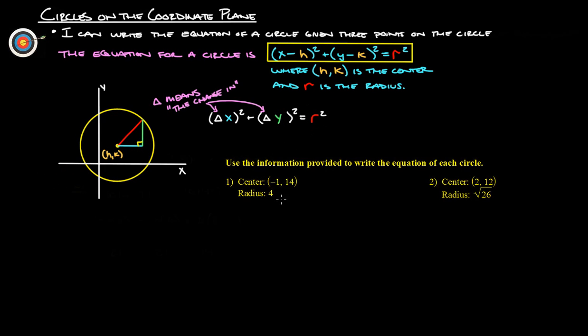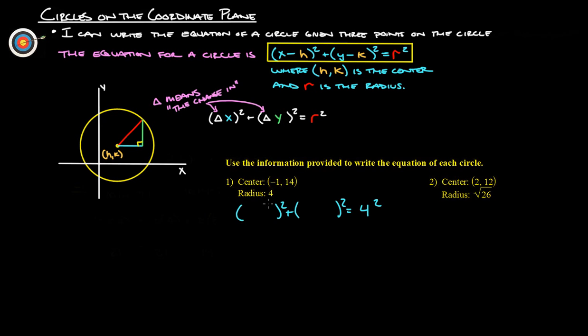Let's put that into a little bit of practice here. The center is (-1, 14), and the radius is 4. We're going to write the equation of the circle looking like this. We have a squared plus b squared equals the radius squared, right? The radius here is 4, so we'll just write that as 4 squared.